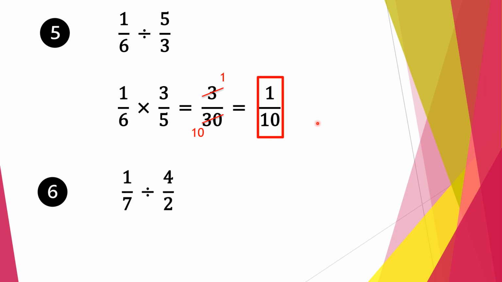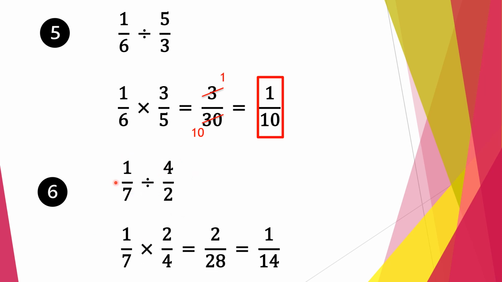Moving on to question 6, we have 1/7 divided by 4/2. Again, we keep the first fraction as it is, 1/7. We change the division sign into multiplication. We take the reciprocal of the second fraction, 4/2. We write down as 2/4. Now we got a multiplication fraction.